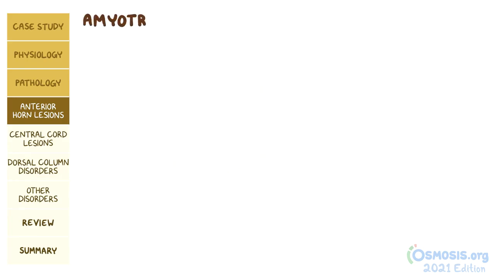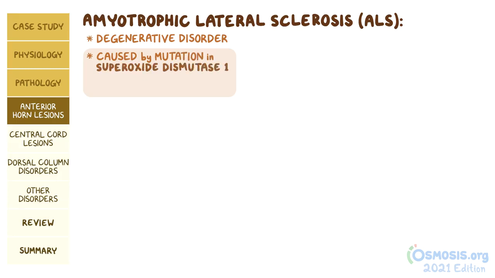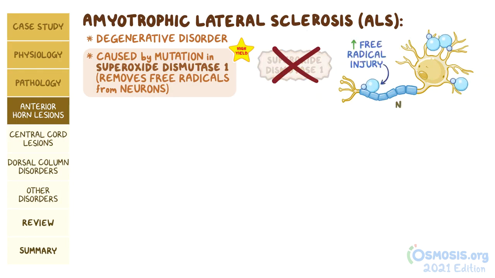Next up is amyotrophic lateral sclerosis, or ALS. This is a degenerative disorder, which in many cases is caused by a mutation in superoxide dismutase 1, which is an enzyme important for removing free oxygen radicals from neurons. So, without superoxide dismutase 1, we're going to have increased free radical injury, which will lead to neuron death.